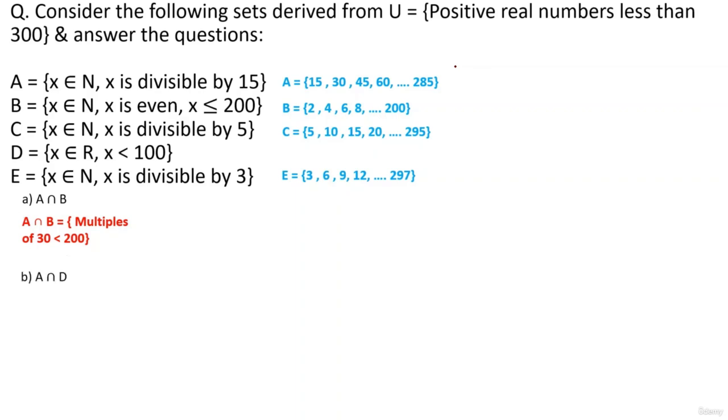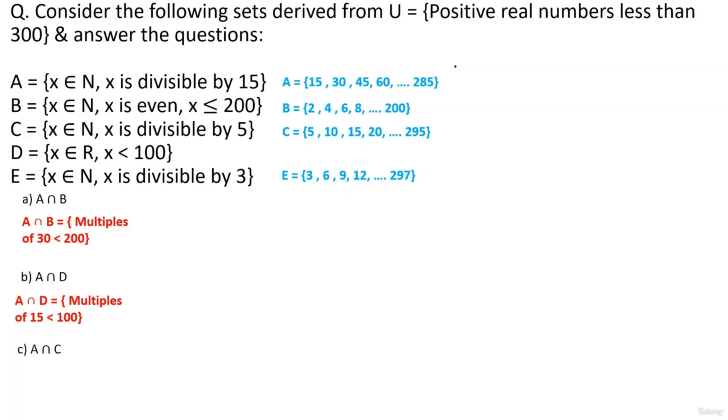Next part is A intersection D. Again, same thing. A is the numbers divisible by 15 and D is basically what? D is basically real numbers, right? So D, real number is less than 100 basically, right? Because D 100 तक ही जाएगा. So we write down multiples of 15 which are less than 100. That is A intersection D.